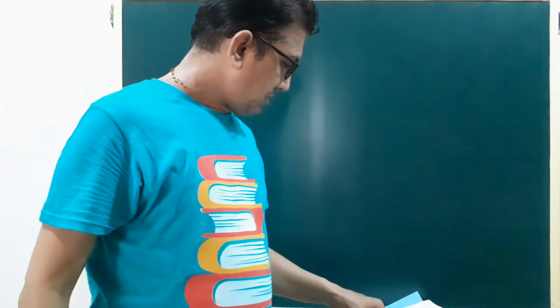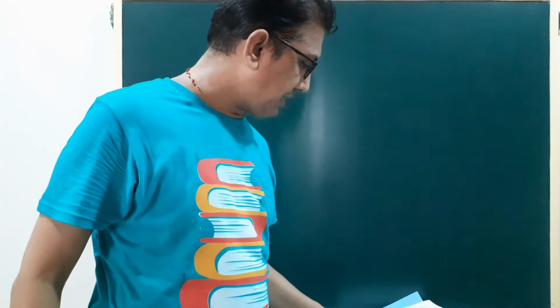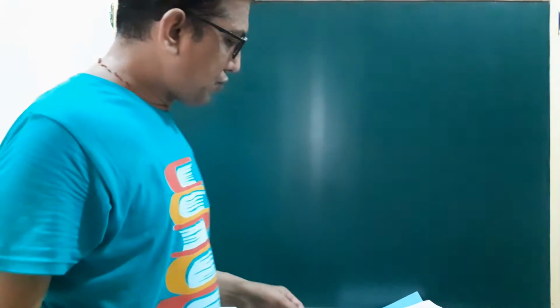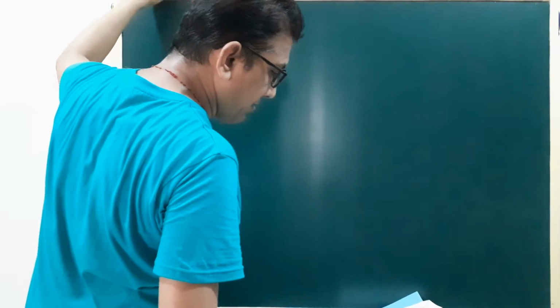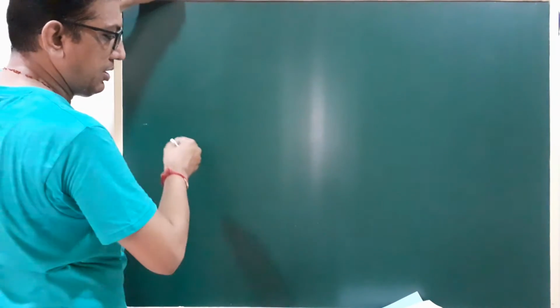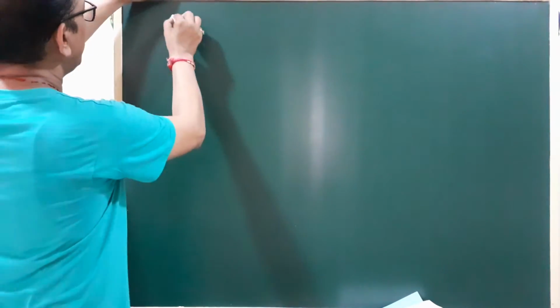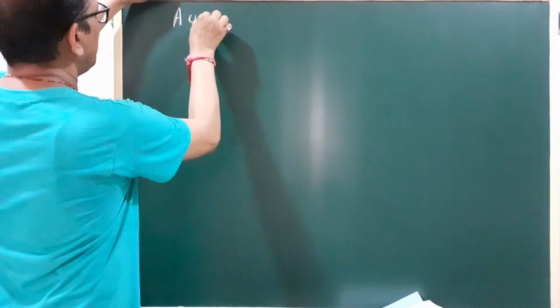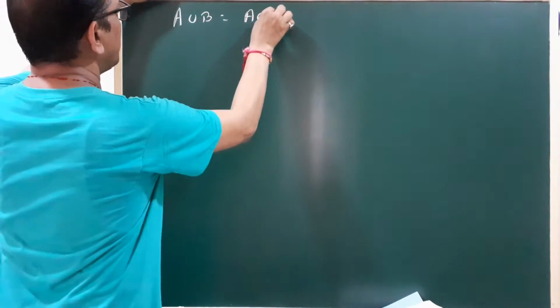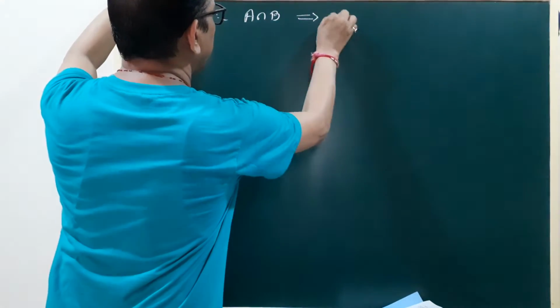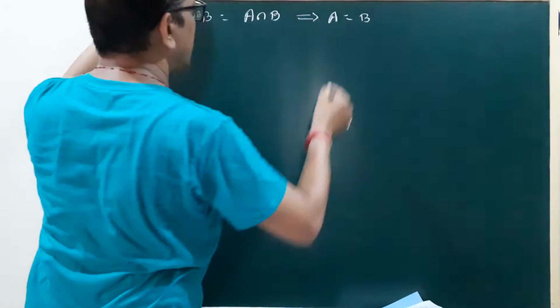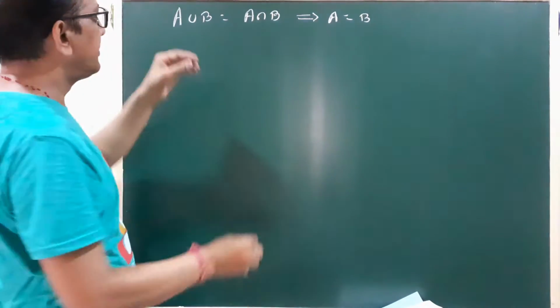Now look at your miscellaneous examples. First we start with example number 30. Examples 30 and 31 are remaining. Show that A union B equal to A intersection B implies A equal to B. First we are given A union B equal to A intersection B, then we prove that A equal to B.